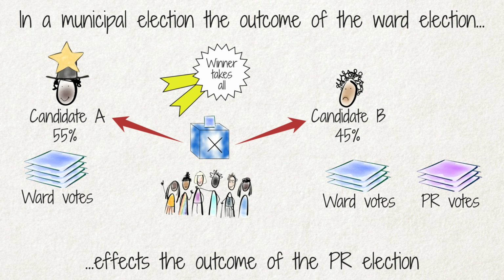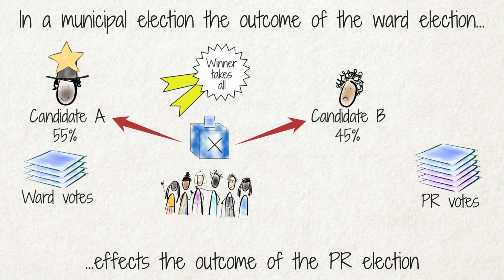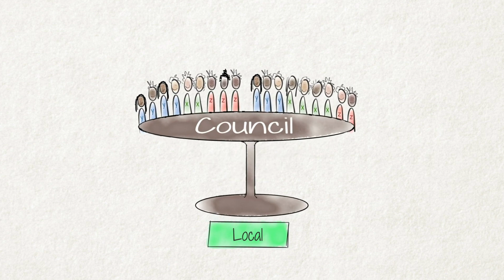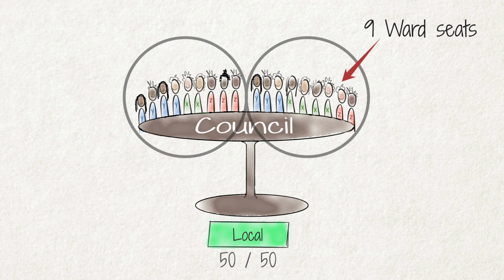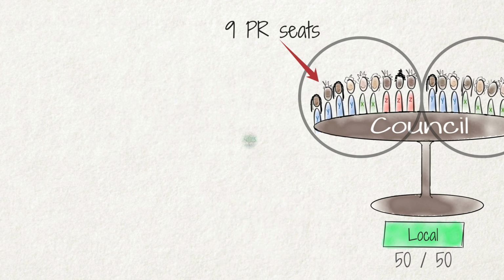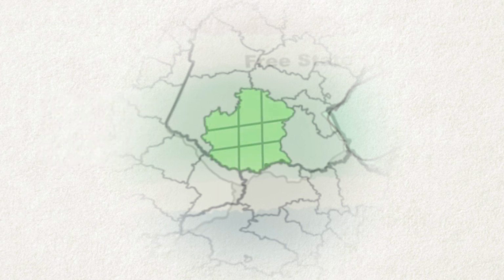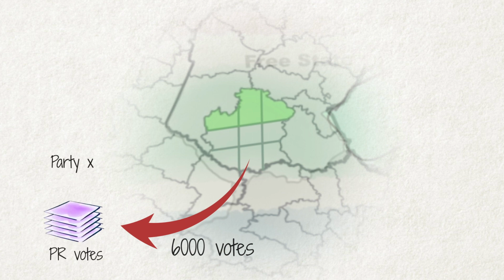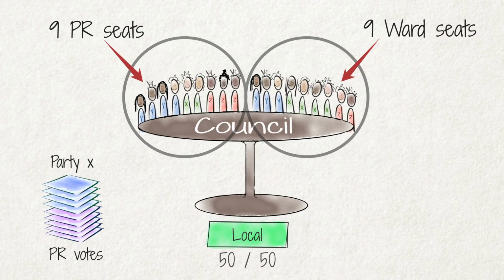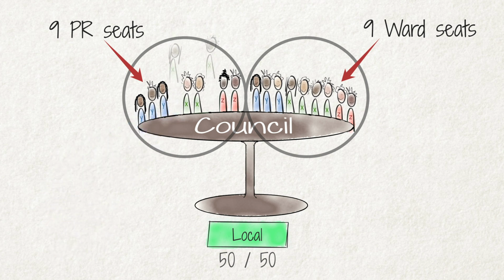All the votes for party-aligned ward candidates who didn't win their wards are also counted to calculate those parties' PR seats. Let's look at the following example. A council has 18 seats, 9 ward seats, and 9 PR seats. Party X fields ward candidates in all 9 wards, but it only wins 3 wards. In the remaining 6 wards, it loses to other candidates, but it does collect 6,000 votes across those 6 wards. This boosts its performance in the PR election and could result in additional PR seats for Party X.